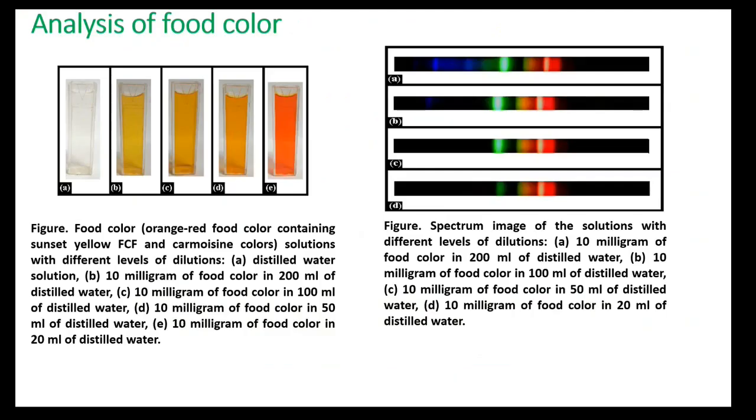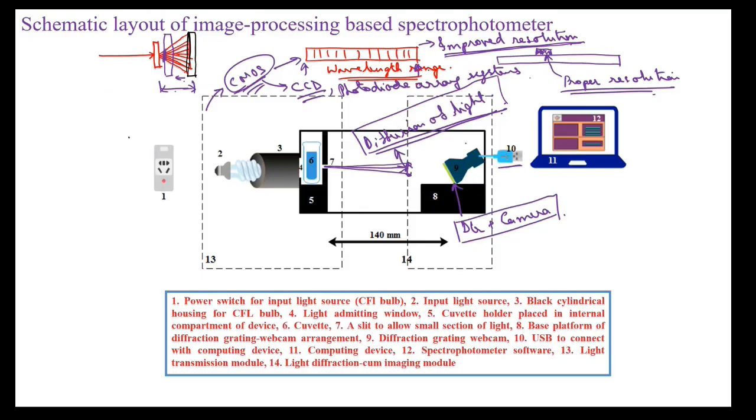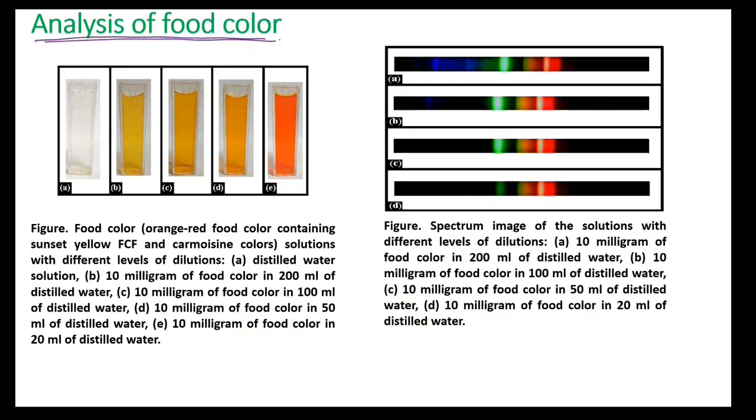Now, this is the analysis of food color solution using the spectrophotometer, which one of your fellow students had developed in my lab. Okay. Now, if you see here, I have used a food color, the orange red food color, and it contains basically sunset FCF and carmoisine colors. Okay, so it is a combination of these two.